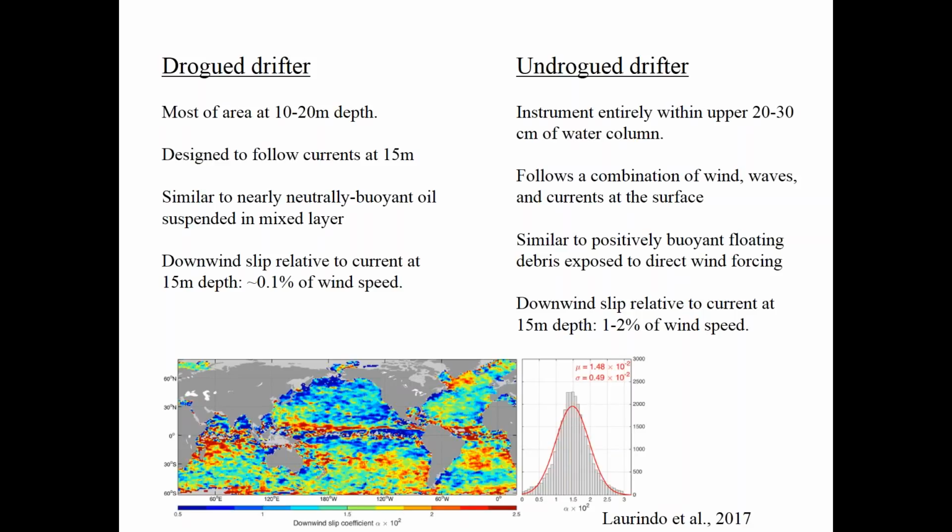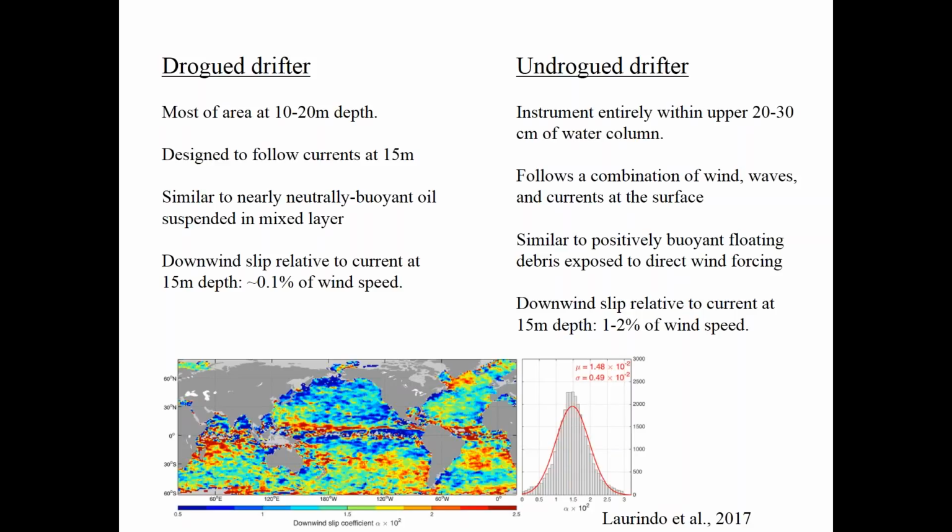For the undrogued drifter, the instrument is entirely within the upper few centimeters of water. It follows a combination of wind, waves, and currents. It's similar to how, say, a piece of floating debris would move. It's similar to how a surface float without the drogue attached is going to move around in the water column.